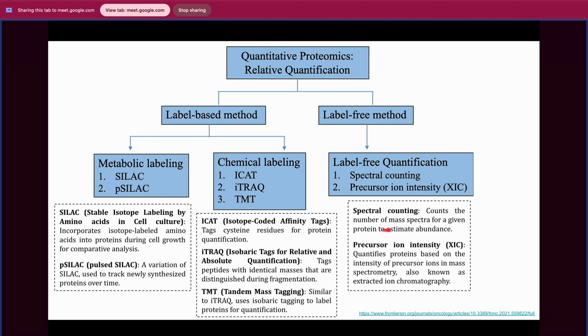In spectral counting, you count the number of mass spectra for a given protein to estimate the abundance. So simply the spectra are counted. And the second thing is precursor ion intensity. In this, you check the intensity of a precursor ion, and by capturing that intensity, you predict the quantification. If the intensity is higher, that means it is present in abundance, that's why its intensity is high. In that way, you try to quantify. But overall, we mostly favor the metabolic labeling or chemical labeling methods, for better quantification instead of label-free quantification.